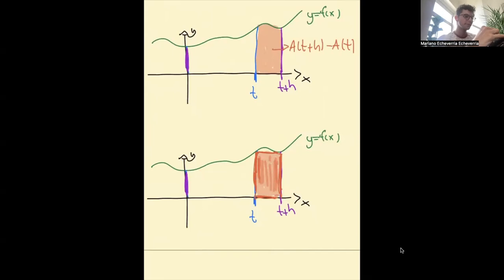But what would be the area of this rectangle? Well, the area of this rectangle, what would be the area? This has area equal to what? The width is h, because it's the difference between these two points. So the width is h times the height. The height is f of t. Is that making sense?